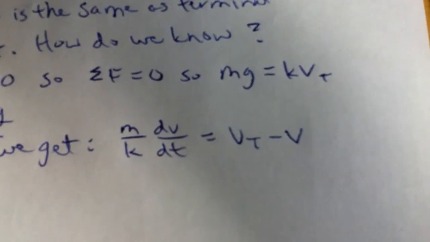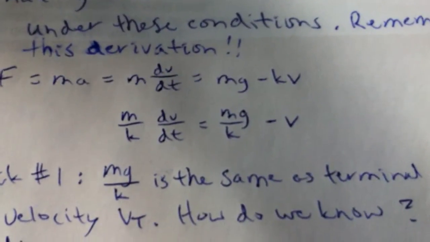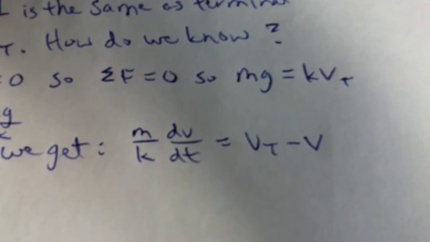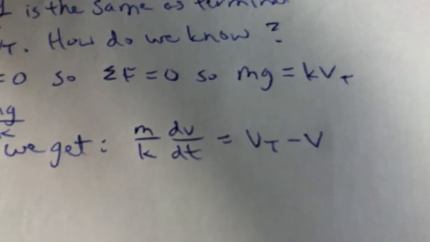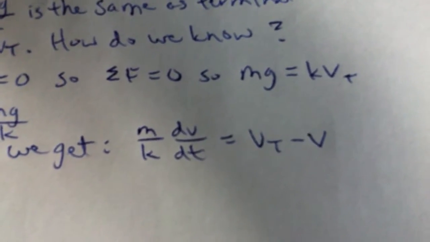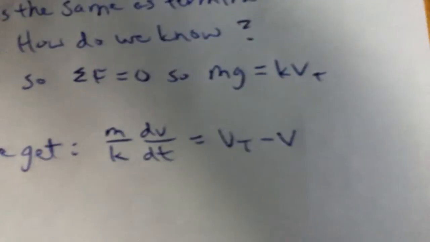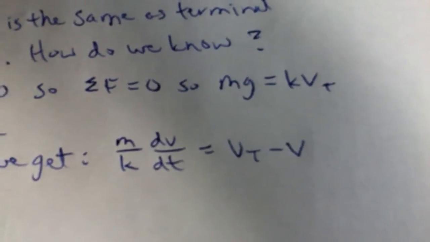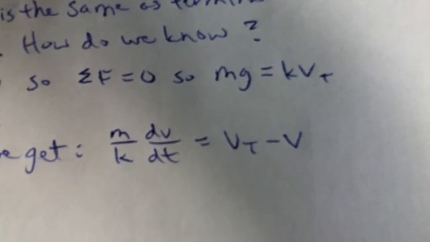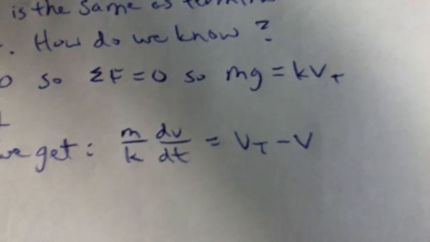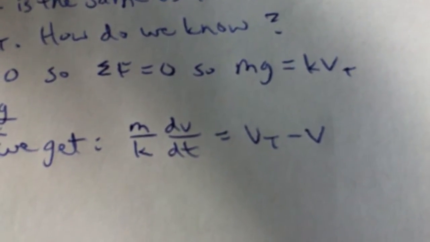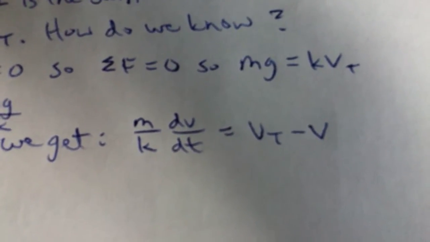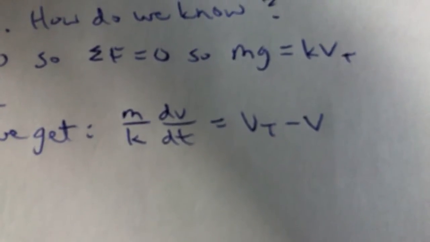So we now know a different way to say mg/k, and we're going to substitute that into the above expression so that we now have m/k dv/dt equals the terminal velocity minus the velocity, which sort of makes sense. What we're saying is the acceleration, or the change in velocity with time, does amount to a difference in velocity. As we get closer and closer to the terminal velocity, that difference between the terminal velocity and the velocity at a particular time is going to get smaller and smaller, and eventually the velocity is going to approach the asymptote of terminal velocity. So let's remember that expression.